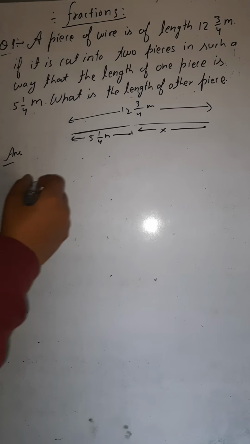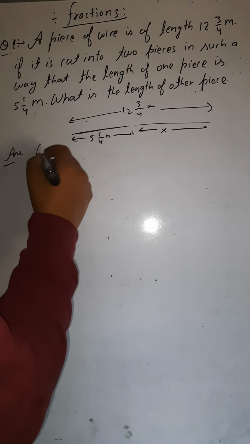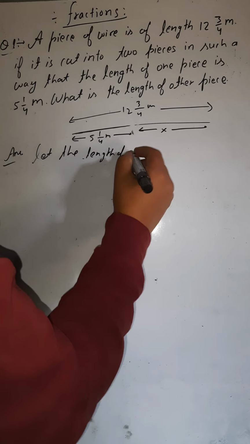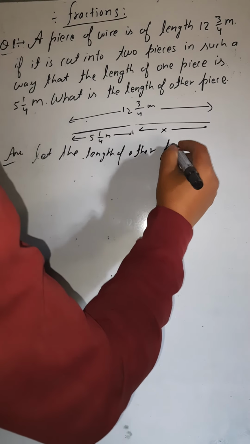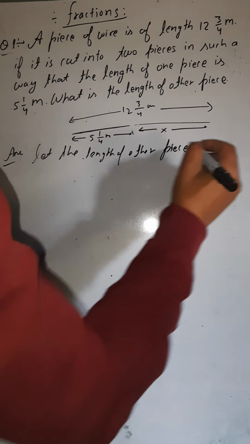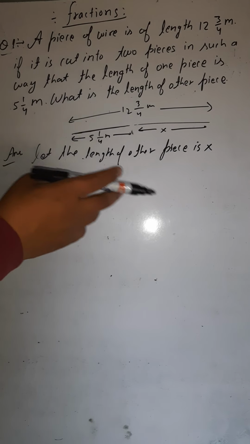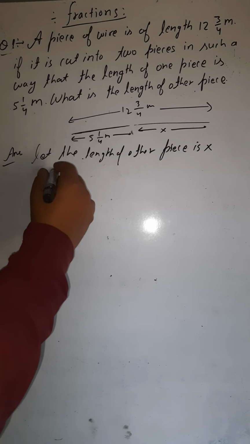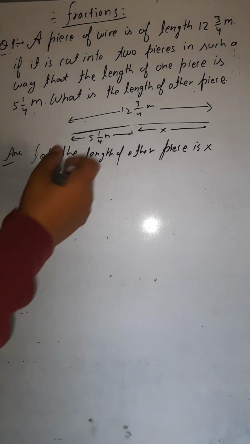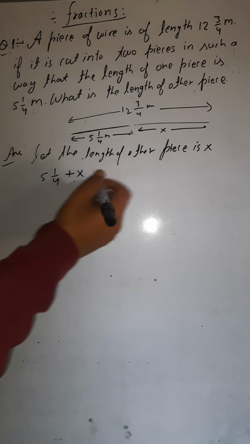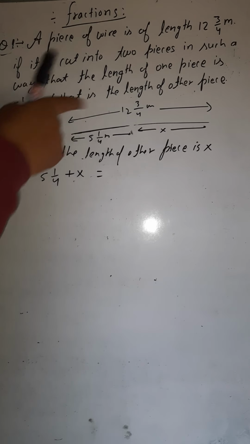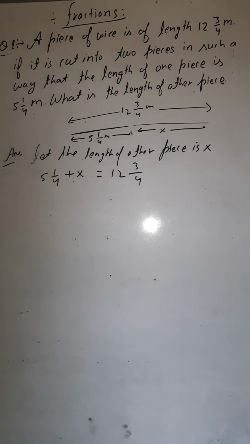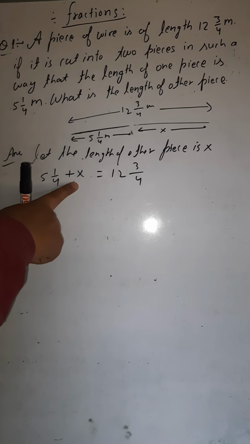So I would write it as: let the length of the other piece be x. This is the length of the other piece. Now if I add the first piece 5 whole 1 by 4 meter and the second piece x, I would get both equal to how much? 12 whole 3 by 4, because this is the length of the total wire. Now I have to find out the value of x from here.